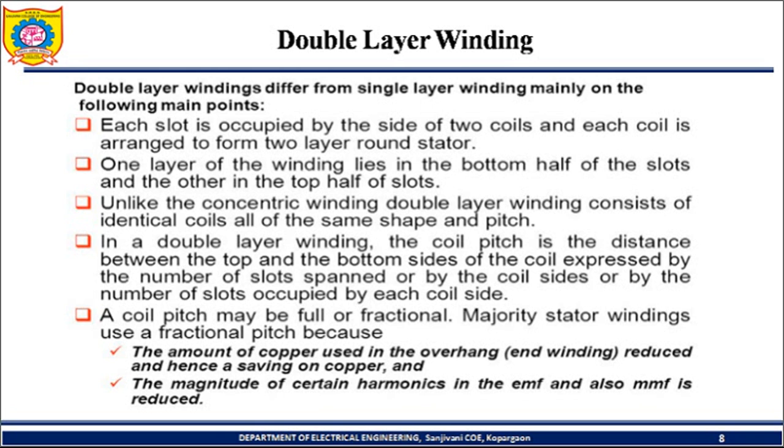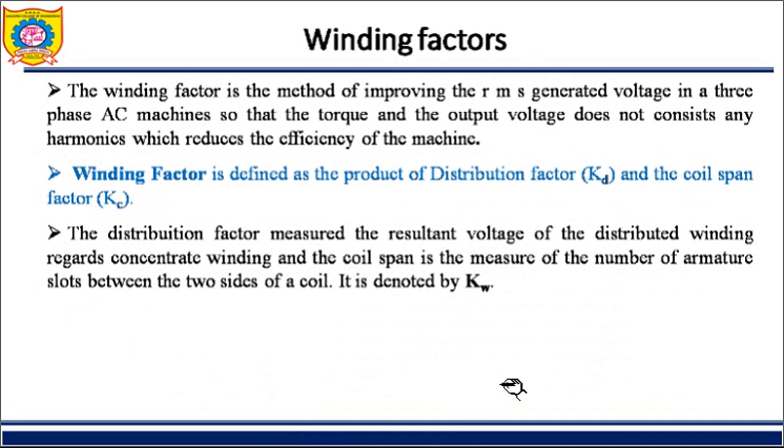In double layer winding, coil pitch is the distance between the top and the bottom side of the coil, expressed by the number of slots spanned, or by the coil size, or by the number of slots occupied by each coil side. A coil pitch may be full or fractional. Majority of stator windings use fractional pitch coils. Already I have shown the reasons: reducing the copper loss, reducing MMF, reducing EMF harmonics.